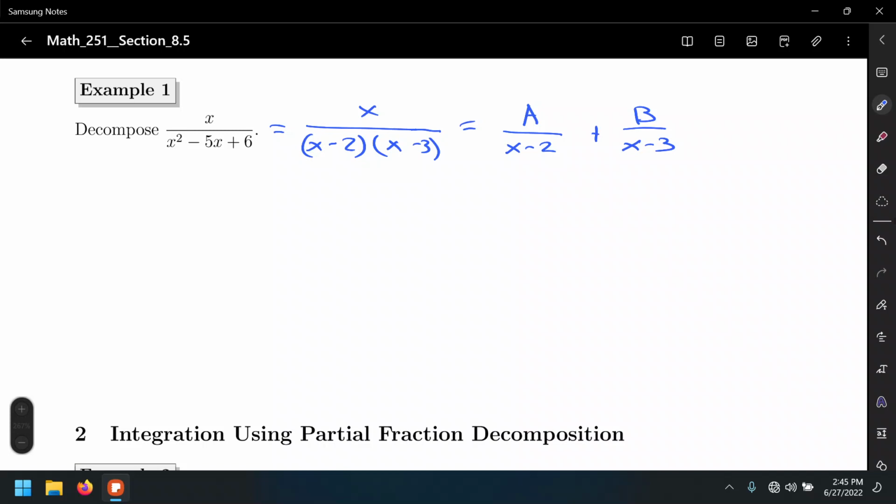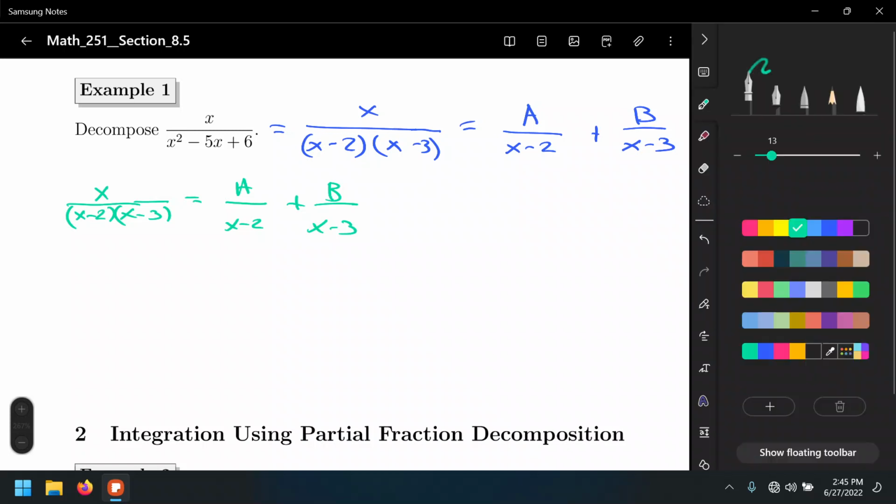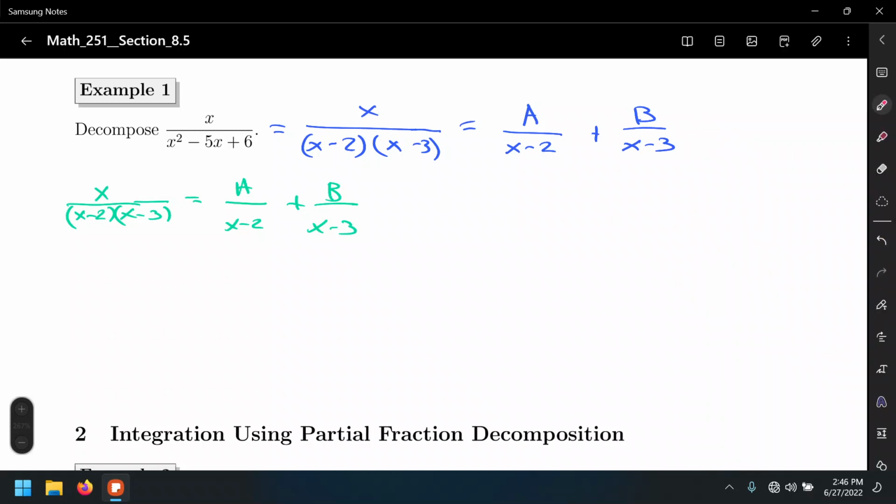So what I'm going to do here is take a side trip. Essentially, I'm going to rewrite this whole thing. Let me write this: x over x minus 2, x minus 3 equals a over x minus 2 plus b over x minus 3. So we're going to treat this like an equation. We are going to write a simpler version of the equation by multiplying both sides by the least common denominator. That's also intermediate algebra.